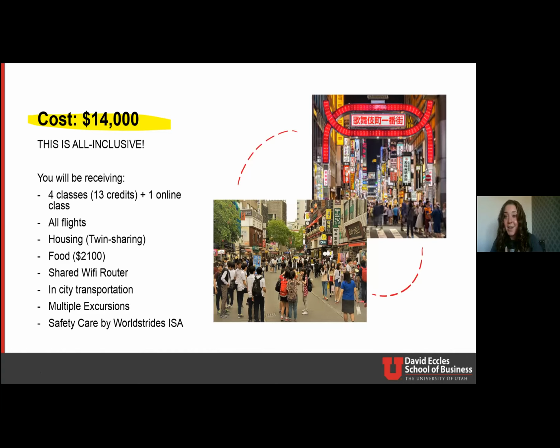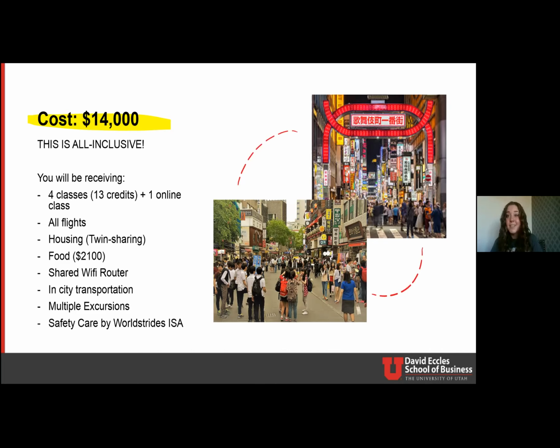You'll be gaining an entire minor. All of your flights are included in this cost. Housing's included, which will be twin sharing. And I will say Eccles Global allows you to pick your roommates. This is a super great benefit, and we have never had a problem with rooming in one of our programs.